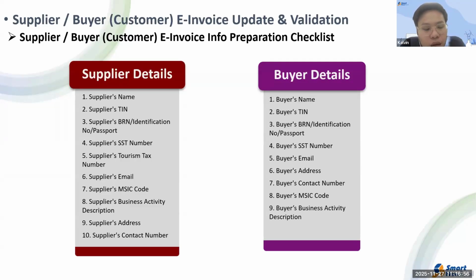So just now we have covered how we set up e-invoice details in our company, and also how we set up the location details in our system. Now we will cover how we set up supplier and customer details. This is all the information required for supplier and customer. So make sure you collect all this info from your supplier and all these 9 info from your customer.